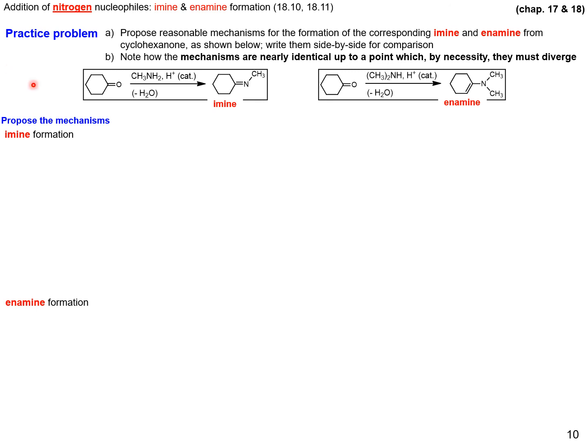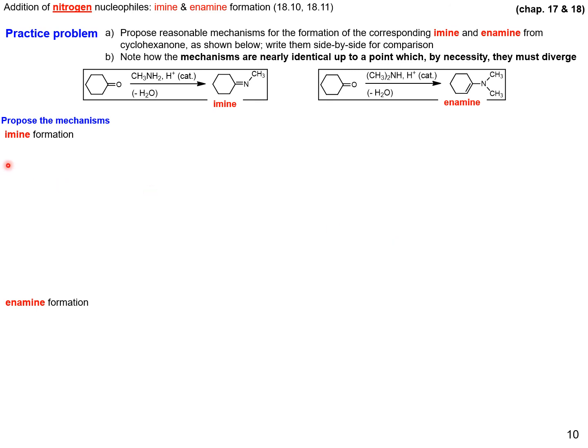When aldehydes or ketones like cyclohexanone shown here are treated with primary amines in the presence of an acid catalyst, you form a species called an imine with a carbon-nitrogen double bond. When aldehydes and ketones are treated with secondary amines in the presence of an acid catalyst, you end up with a molecule that has both alkene and amine functionality called an enamine. The mechanisms for the formation of an imine and enamine are identical up to a point, after which they diverge.